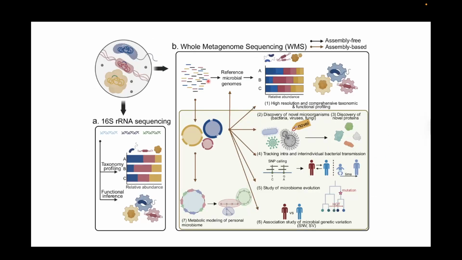Now here is a workflow comparison between 16S rRNA and whole metagenome sequencing. In whole metagenome sequencing, the reference microbial genomes, which are obtained after fragmentation and sequencing, which we saw in the previous question, can be used for these purposes. It can be used for high resolution and comprehensive taxonomic and functional profiling as well.